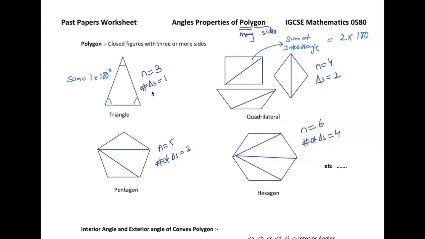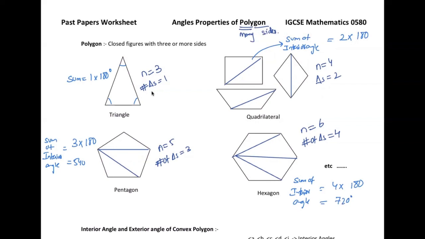In a pentagon, the pentagon can be divided into 3 triangles. So the sum of interior angles is going to be 3 times 180, which is 540. And for a hexagon, the sum of interior angles is going to be 4 times 180, that is 720.